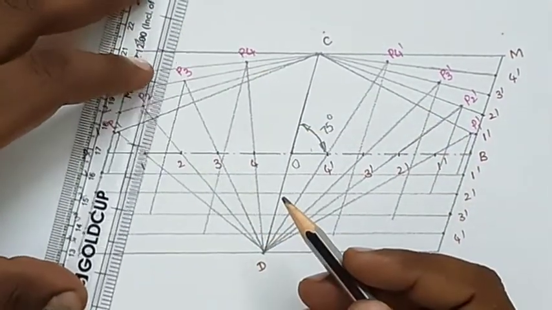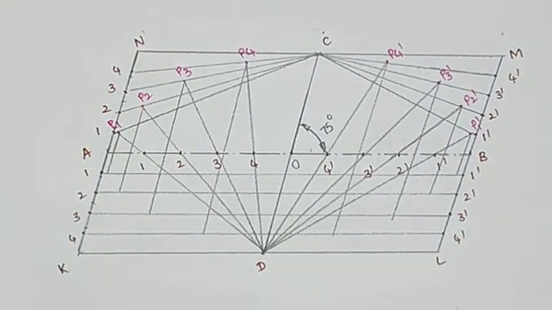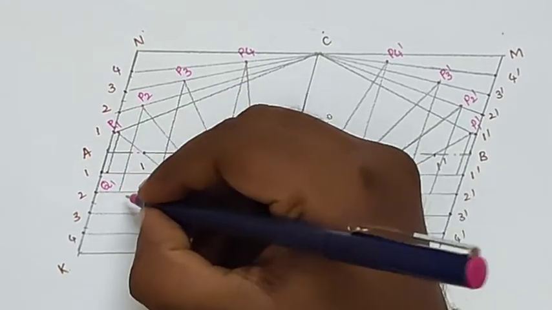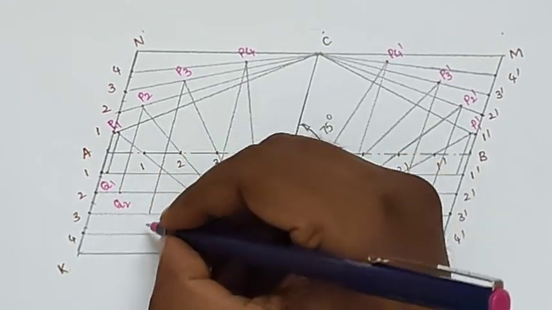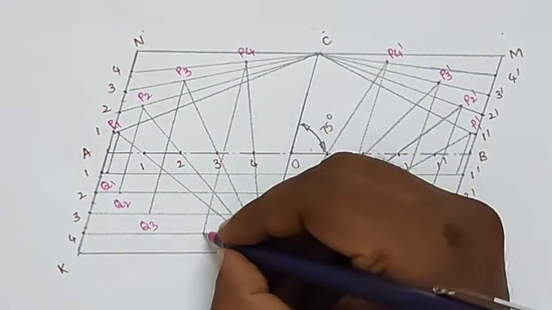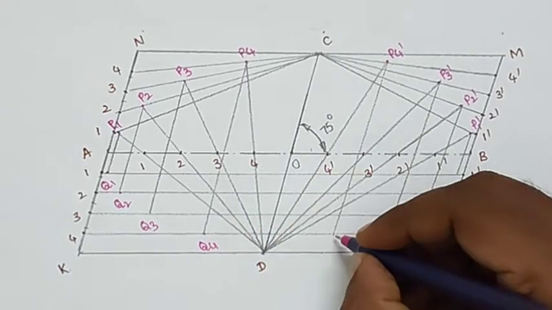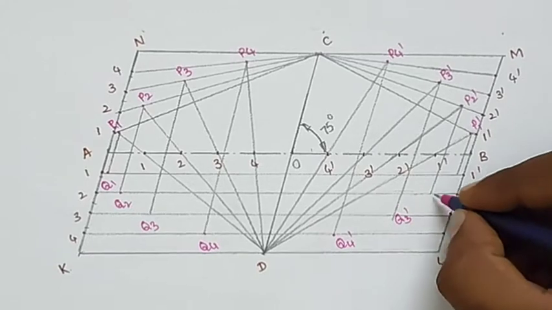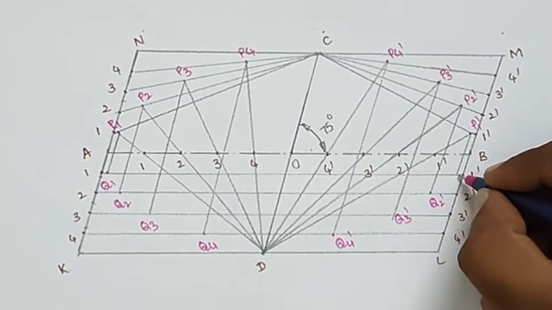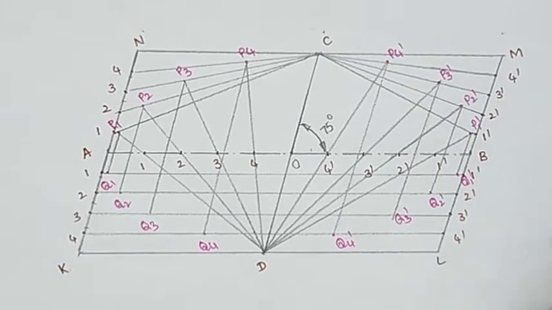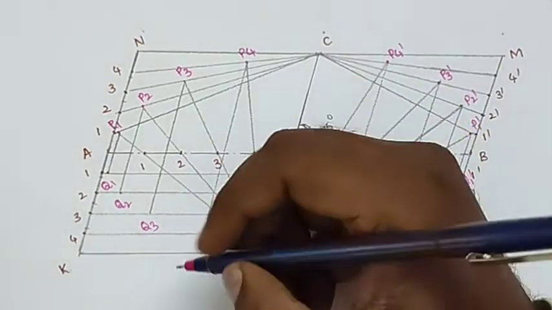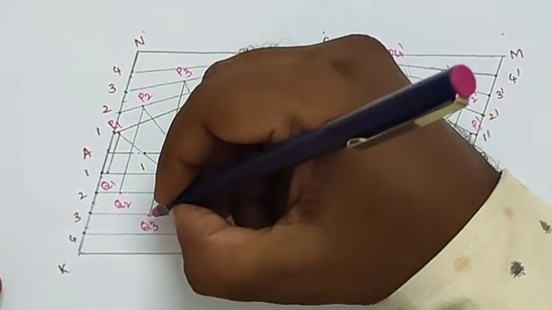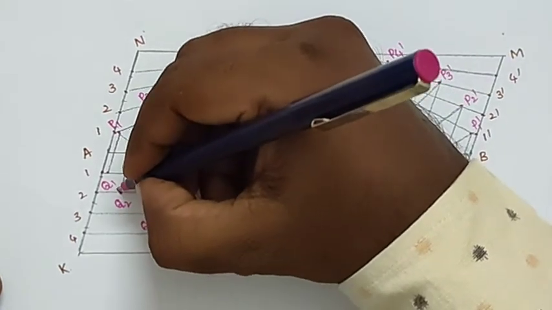Like that, we will get the different points. Select these points as Q1, Q2, Q3. This is the Q4 point. Here Q4 dash, Q3 dash, Q2 dash. This is the Q1 dash point. Now we will join all the points through ABCD. So we will get a neat curve. That curve we can call an ellipse.